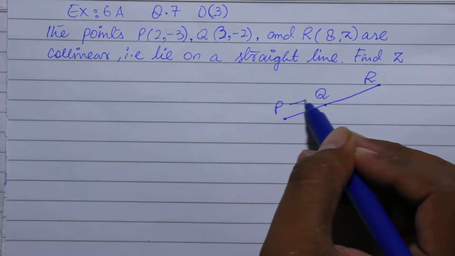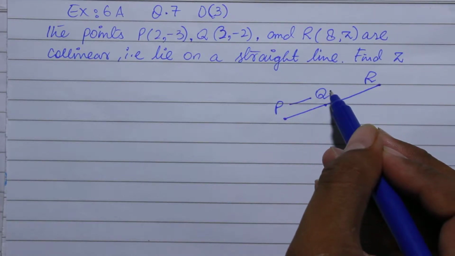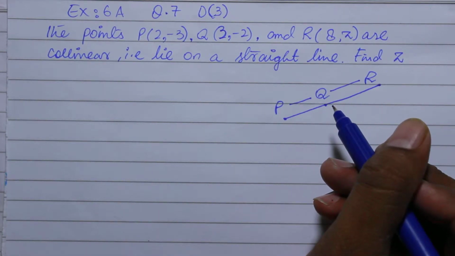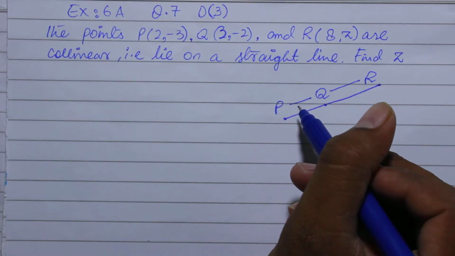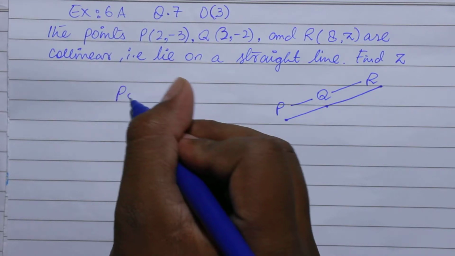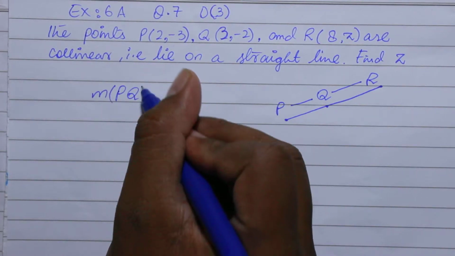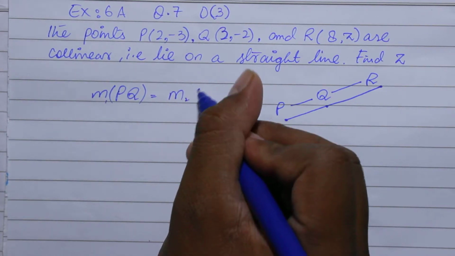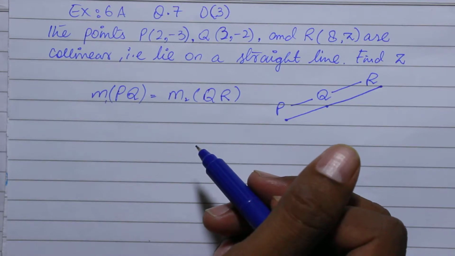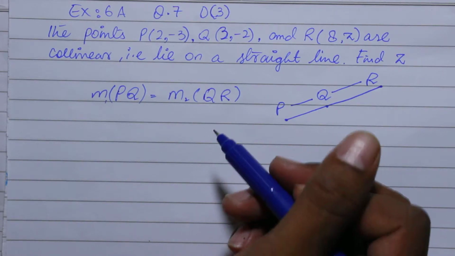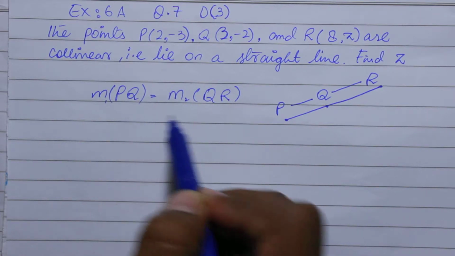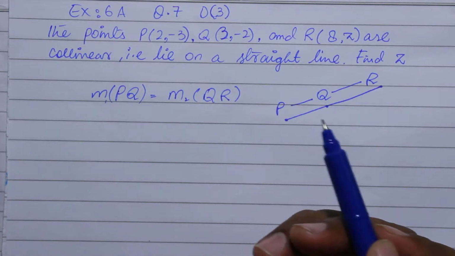First of all, we have to find the slope of PQ and the slope of QR. Since they are collinear, on a single line, the slope of these two lines will be equal. So the slope of PQ equals the slope of QR. As we have done in the previous question, when the slopes of two lines are equal, we take m1, the gradient of the first line, equal to the gradient of the second line, because they are both equal.